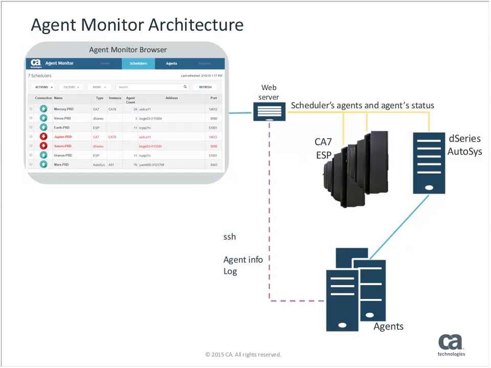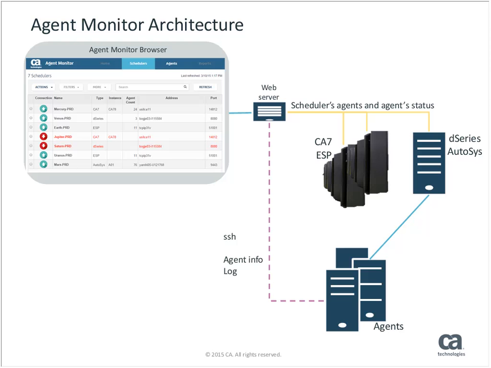This is a very high-level depiction of the architecture and how this system works. This is a browser-based tool. So you have Agent Monitor, and when you browse to it, the web server makes a connection to the scheduling engines and gets information about the agents from the scheduling engines. And to get the logs, it makes SSH connections directly to the agents as well. So the details about the engines and the agents are all primarily obtained from the engine.